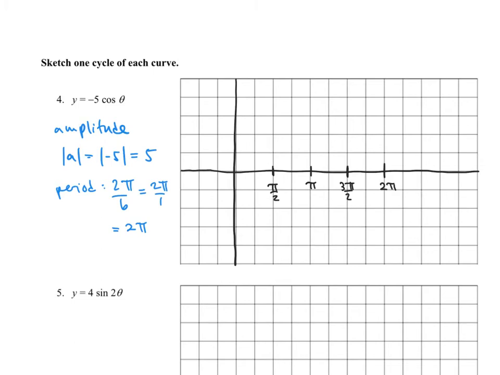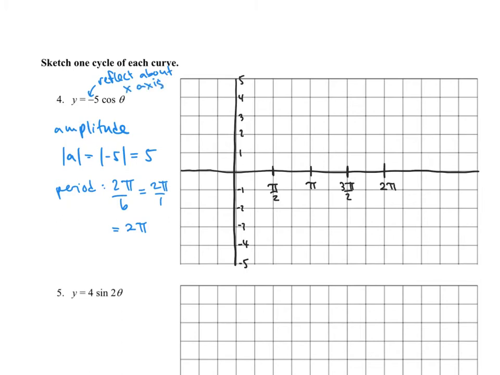And on the y-axis, since my amplitude is 5, I'm just going to count by ones. So 1, 2, 3, 4, 5, -1, -2, -3, -4, -5. And then to plot the points, this is a cosine graph, so I don't start at the origin, I start either up or down. That negative out front is a reflection about the x-axis.